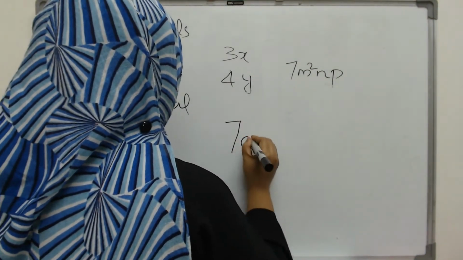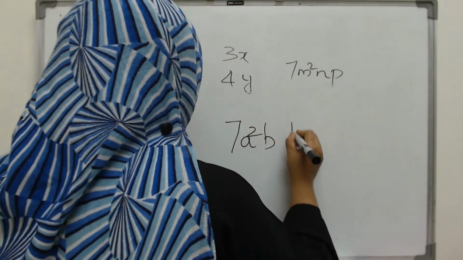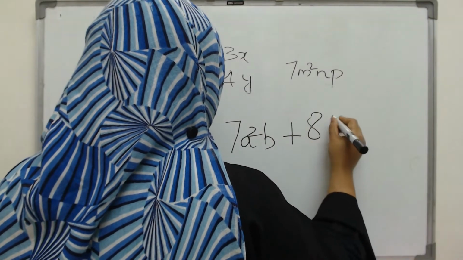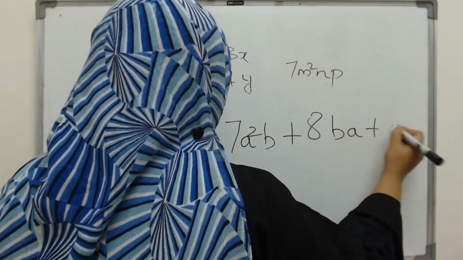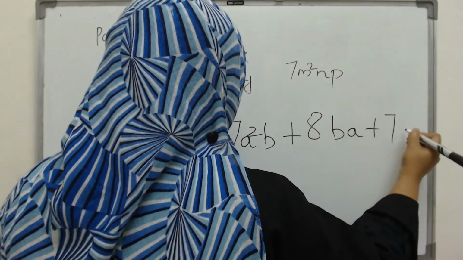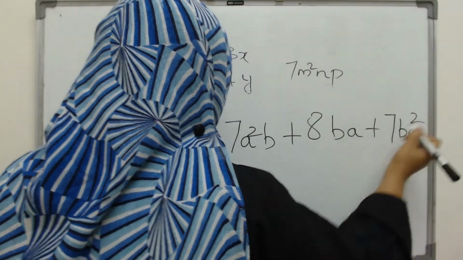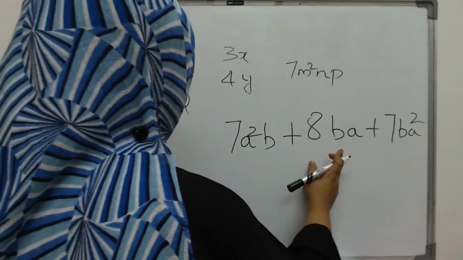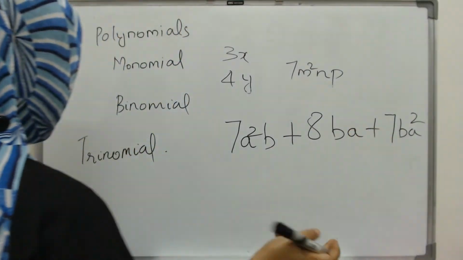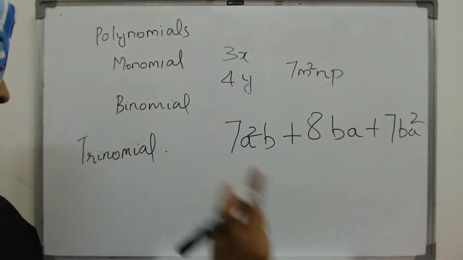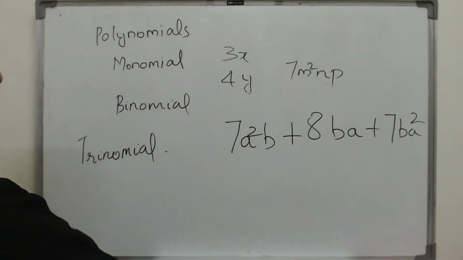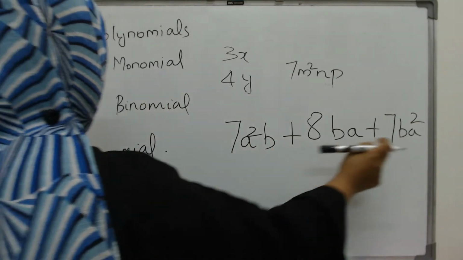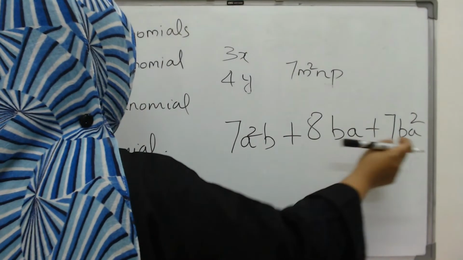Now let me ask you one question. What about this? What is this? How many terms does it have? 1 term, 2 term, 3 terms. So you would think it is a trinomial, right? But it is not. It is actually a binomial. Why is that? Did you notice these 2 terms? What about these 2 terms?